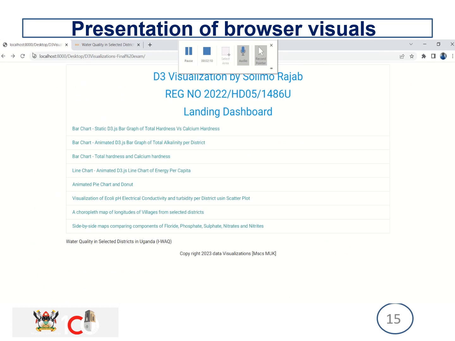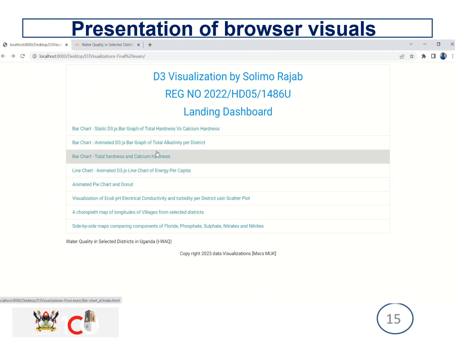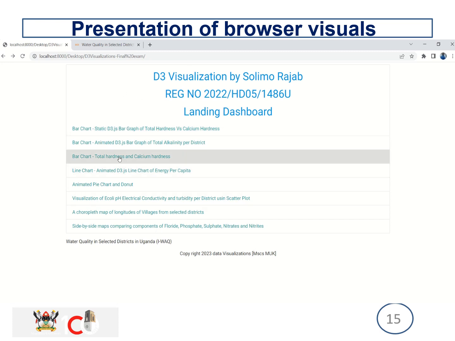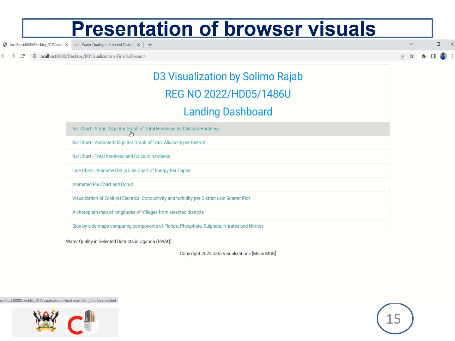So going into the visualization, I came up with a dashboard that contains links to various visuals that were created using the D3 JS libraries. So here is the dashboard that links to each particular visualization within my project. The first visualization is a pie chart, which is a static one.